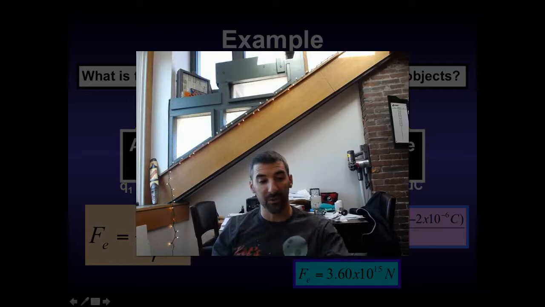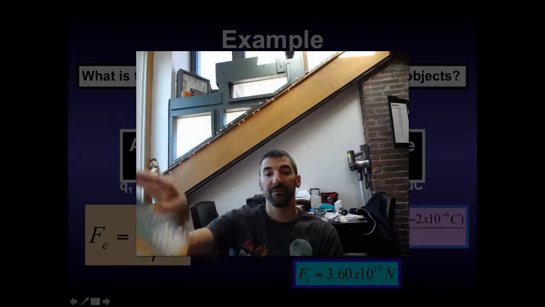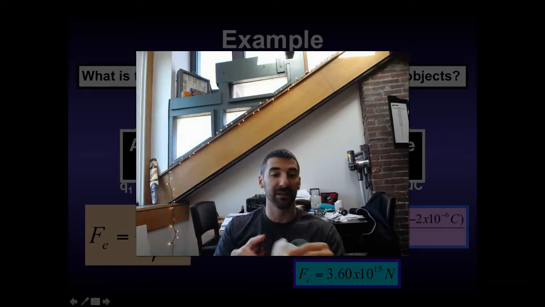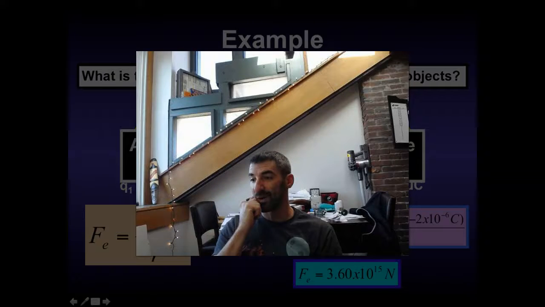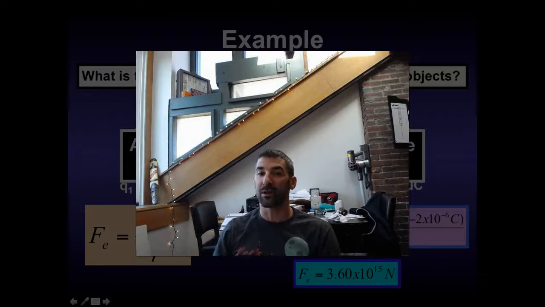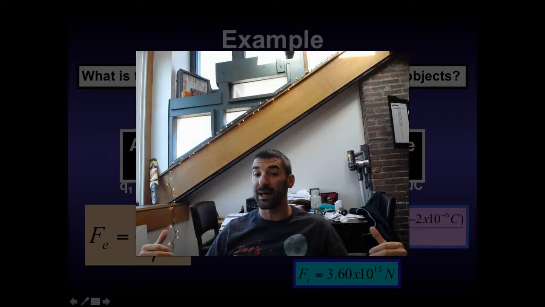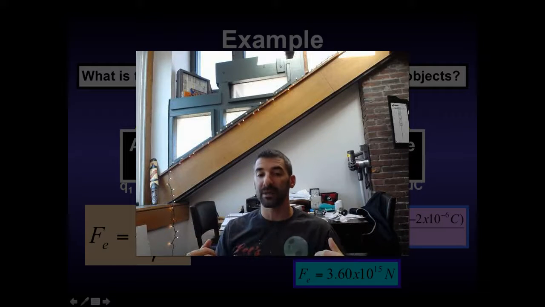Difference number 3. The gravitational force, check it out, falls down. Almost dropped my coffee. This is super light. Falls down. The gravitational force is always attractive. No matter what, unless Oprah's around, you are going to fall and be attracted to the Earth because the Earth is a really, really big mass. The electrostatic force can be attractive or repulsive.